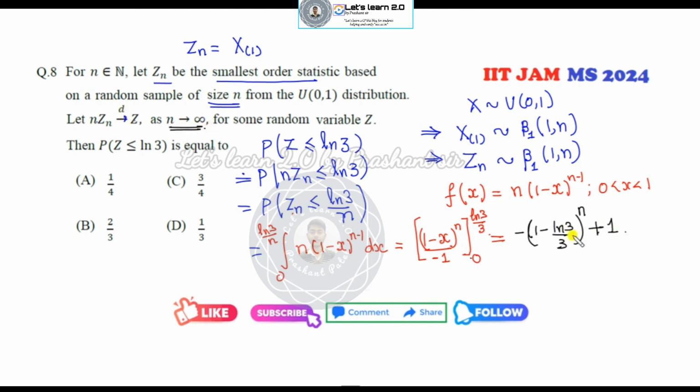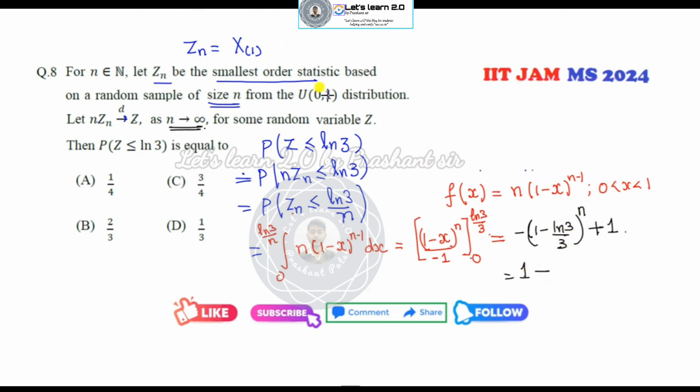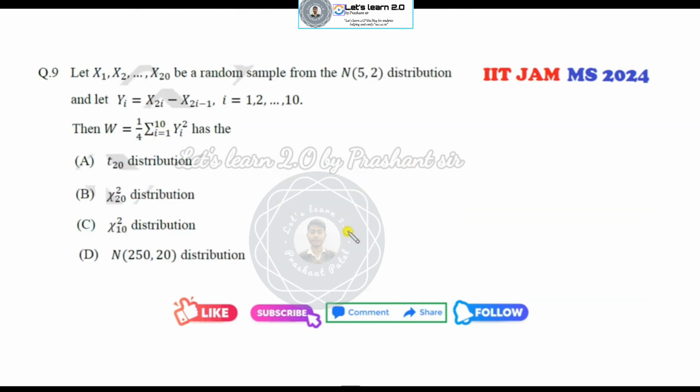Fine. Now, as n approaches infinity, what is this expression? This one is my log. You all know the limit as n approaches infinity of (1 + a/n)^n is e raised to power a. If you compare them, a will be ln 3. So what is the right answer of this? It is 1 - 1/3, so 1 - 1/3 is 2/3, the right answer. It's very simple because it's an order statistic, you can simply find the PDF of the order statistic.